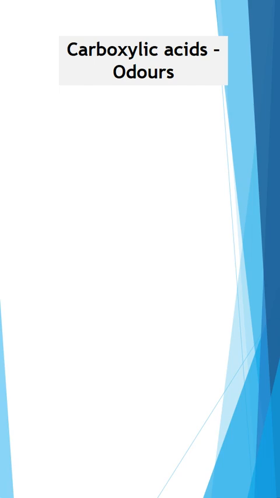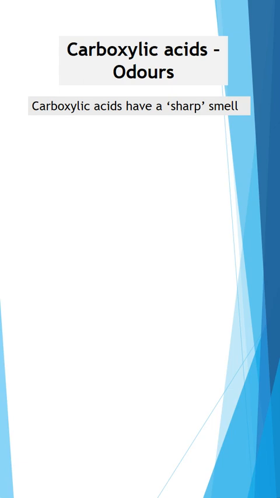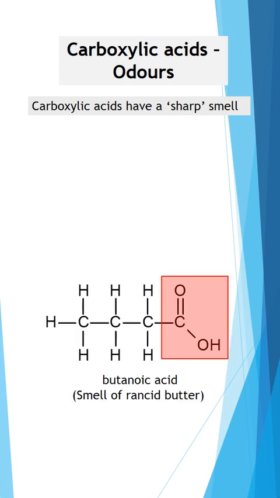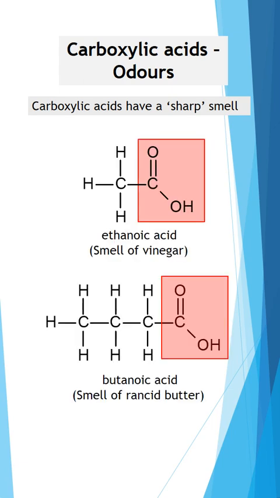Carboxylic acids have odors, a specific type of odor. Usually we describe these odors as being sharp. That is, they're very aggressive on the inside of your nostril. They smell like a strong vinegar smell. The smell of vinegar, that's ethanoic acid. This part of the molecule contributes to it.